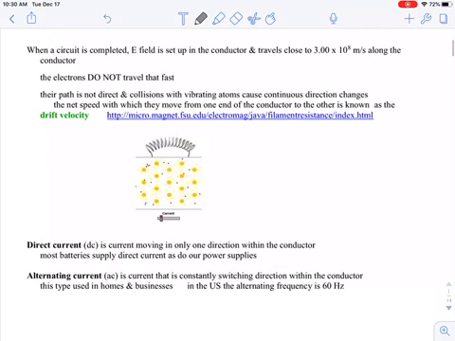When a circuit is completed, an electric field is set up in the conductor, and it travels close to the speed of light. This number here, this 3 times 10 to the 8th, is the speed of light. And so this is part of the reason why we studied electric fields before we began our study of electric current.